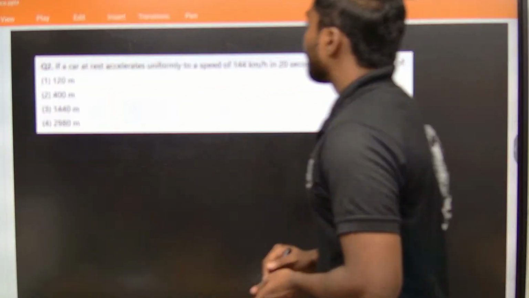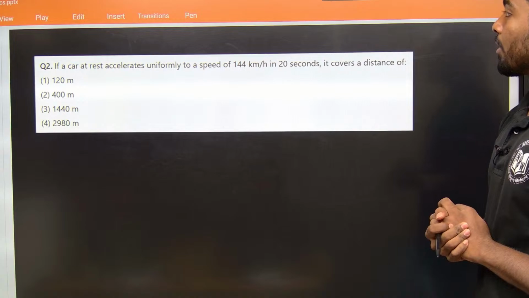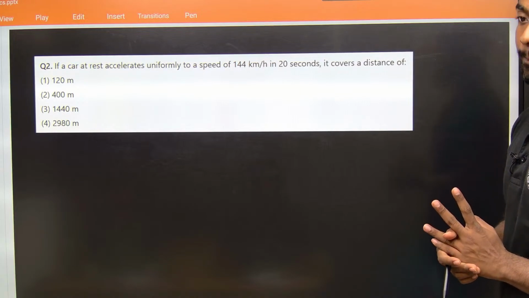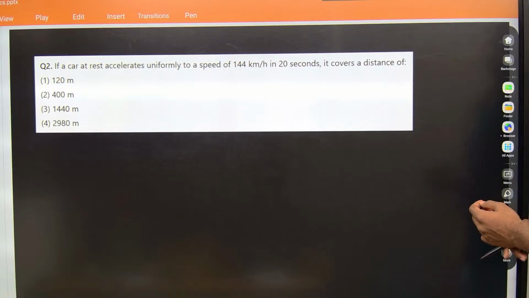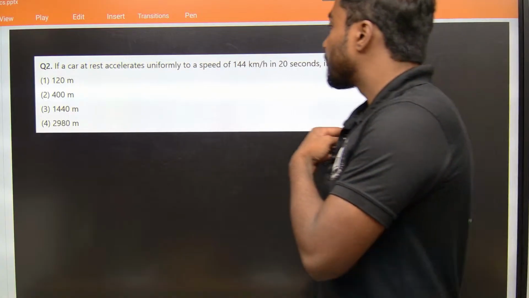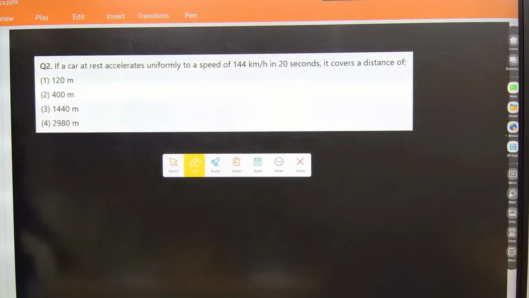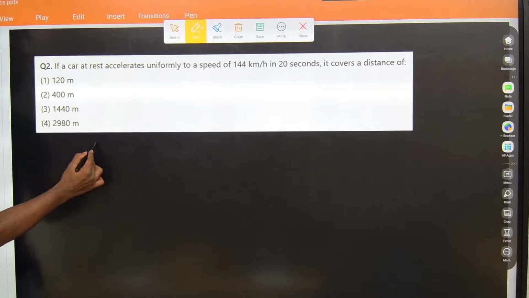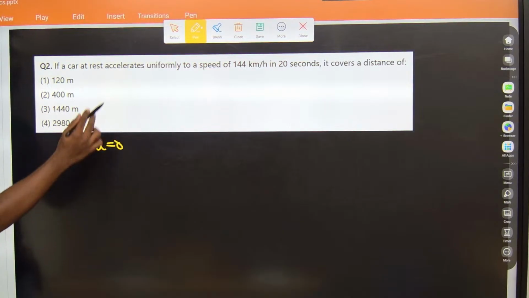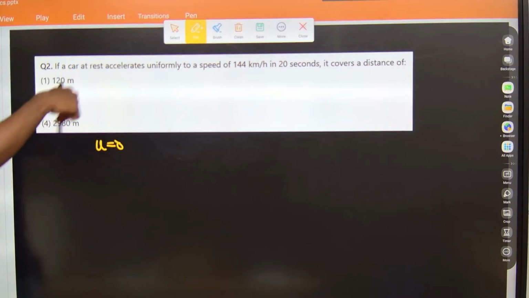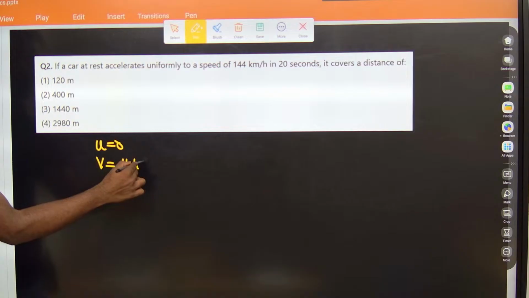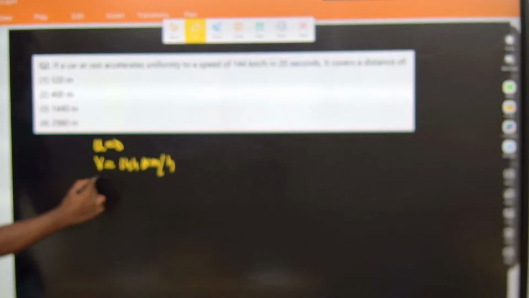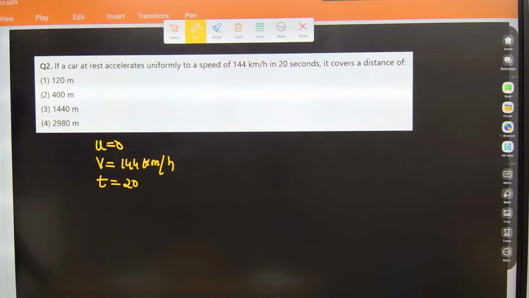If a car at rest accelerates uniformly to a speed of 144 km per hour in 20 seconds, it covers a distance of. So what are the given terms first? It is at rest, which is nothing but u equals 0. Accelerates uniformly to a speed of 144, so v equals 144 km per hour, for 20 seconds, t equals 20. It covers a distance of, so distance I need to find.